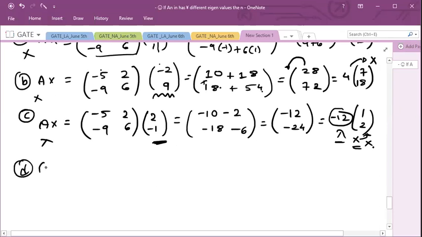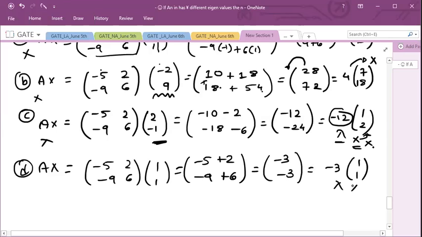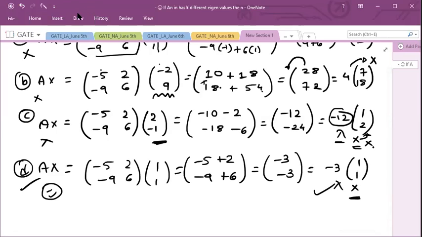Here our D: Ax is equal to (-5, 2; -9, 6) times D, which is (1, 1). So it is minus 5 plus 2, minus 9 plus 6, giving minus 3 and minus 3. So we can take minus 3 common, and this is (1, 1). So this can be your lambda x. This is your answer. Is it clear or not? Because here we are getting x again. Our x is (1, 1), and after multiplying A with x, we are getting lambda into x.